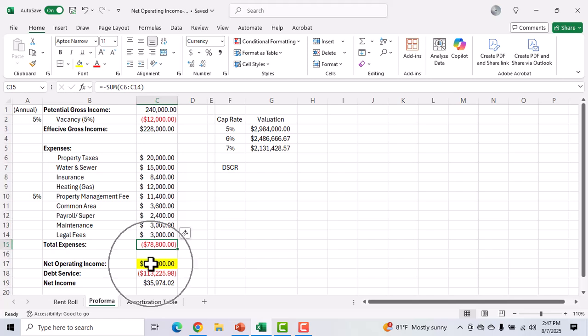In order for us to calculate our net operating income, we're going to take our effective gross income and subtract the total expenses. That's going to bring us to a net operating income of $149,000.